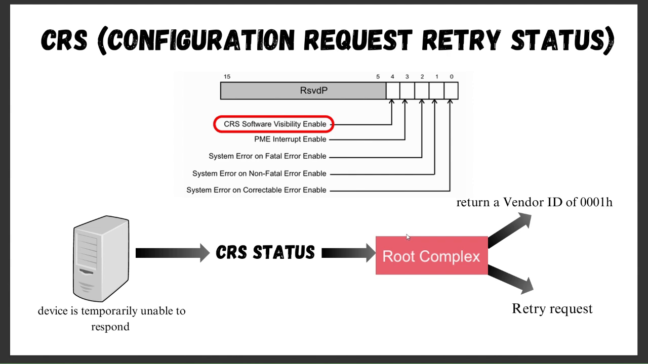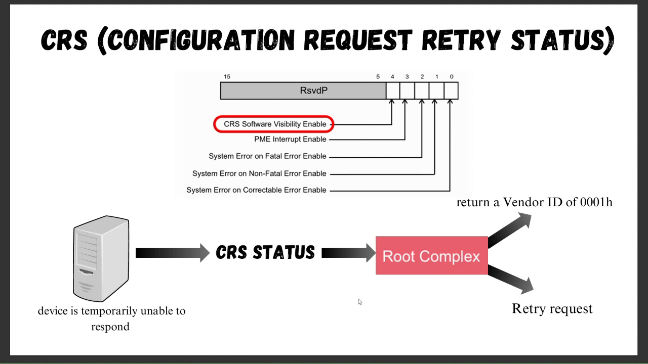Then, configuration request retry status. When a device is temporarily unable to respond to the configuration access, it returns a CRS status. The status signals that the device is not yet ready, but it will be ready shortly. The root complex handles CRS differently depending on the system settings.